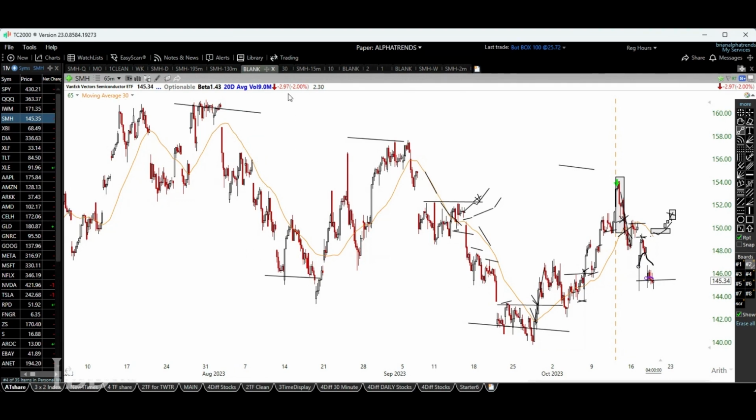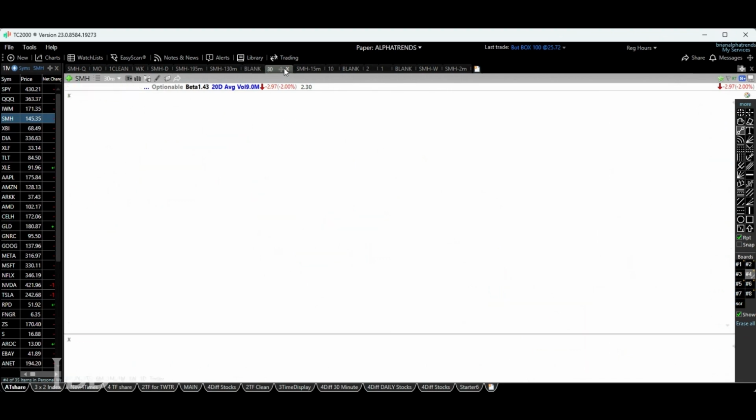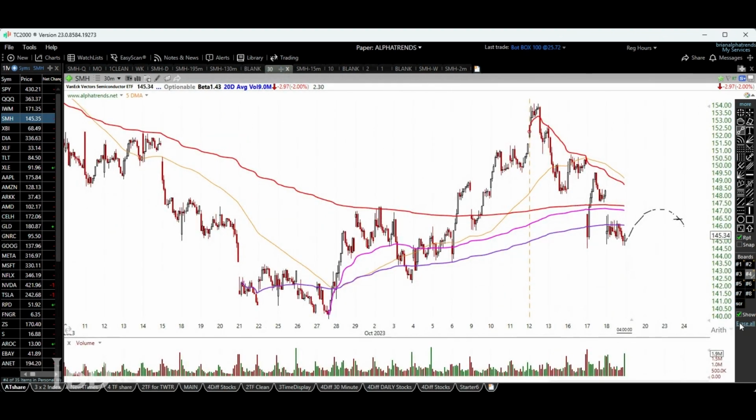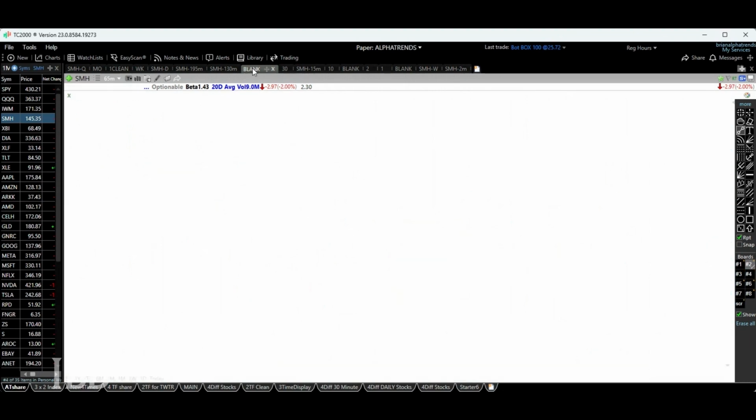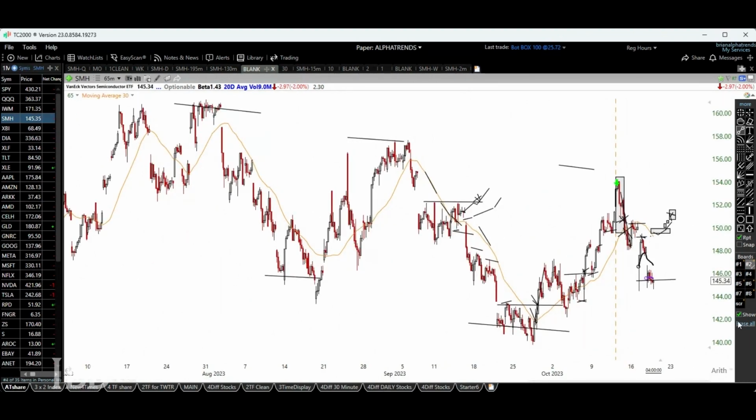If we cut our time frame down to a 30-minute time frame, let me just clean some of that stuff up. I'll just get rid of that anchor as well. Here's the same thing. And you'll see that moving average is in the same exact spot as it is over here on that 65-minute time frame.